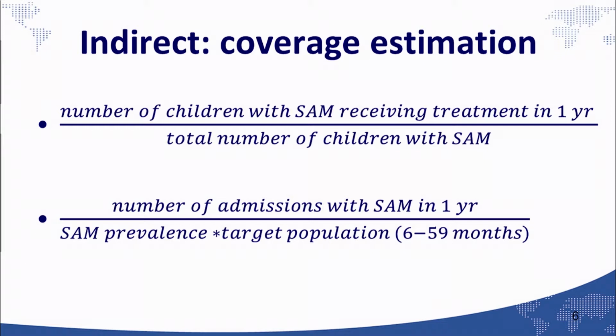To estimate the denominator, which is the total number of children with SAM, the calculation can begin with two components, both of which are coming from, again, readily available data. As shown here, we might start with SAM prevalence, which we can take from a recent nutrition survey, and multiply this by the number of children in our target population, which, in this example, is 6 to 59 months. And this data should be available from a recent census.